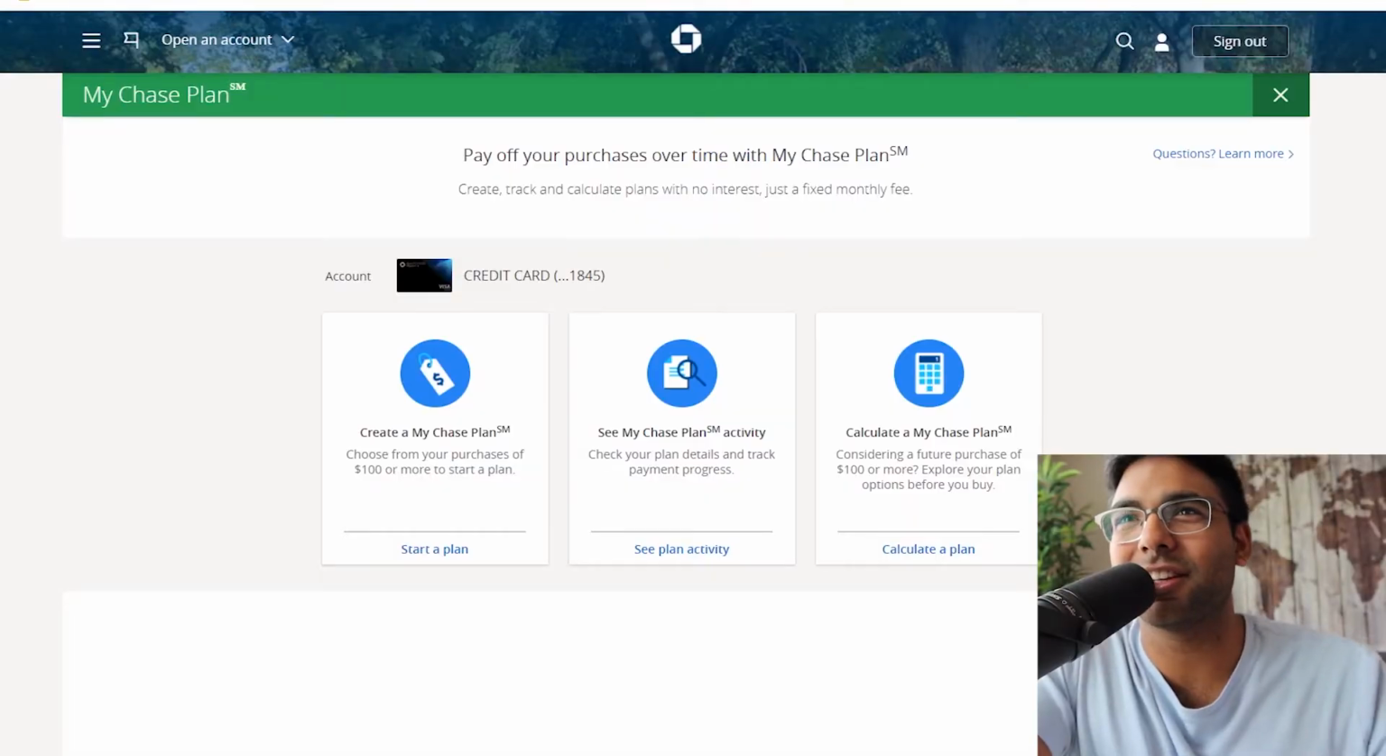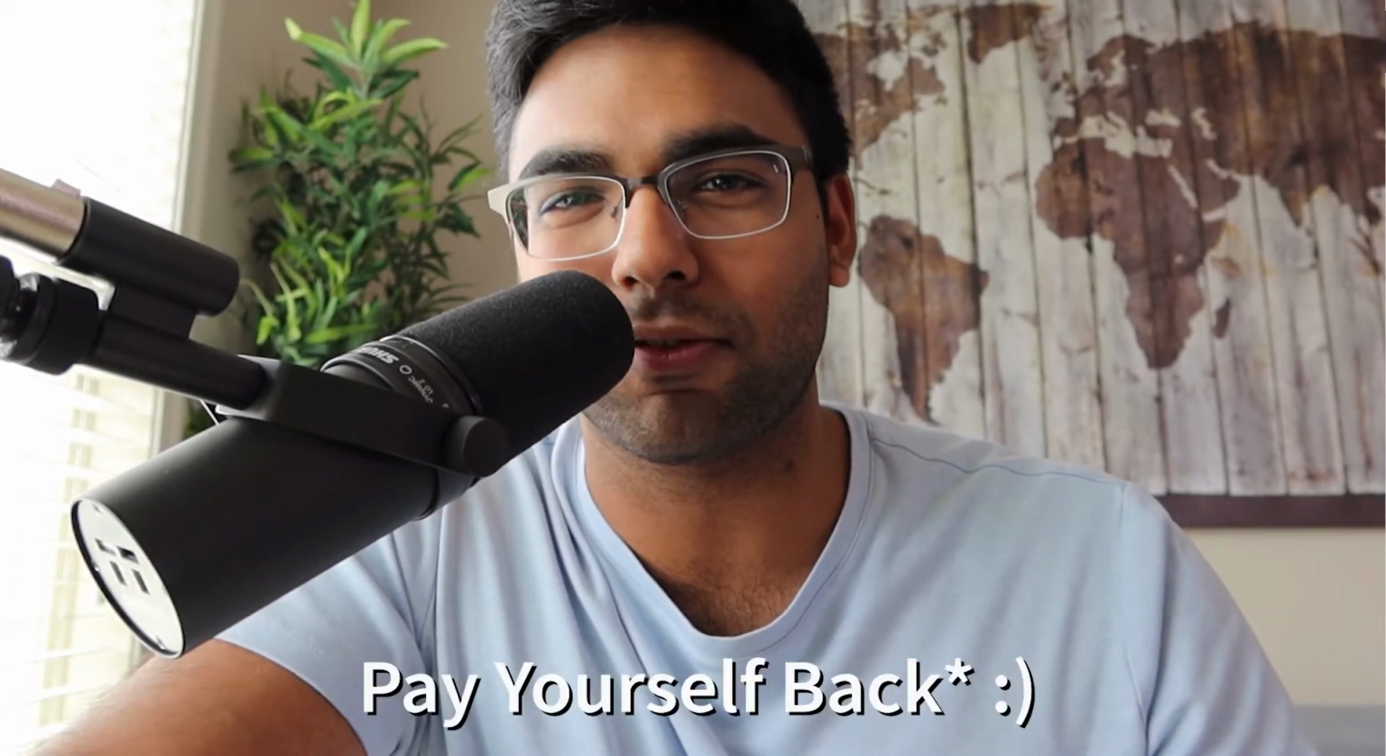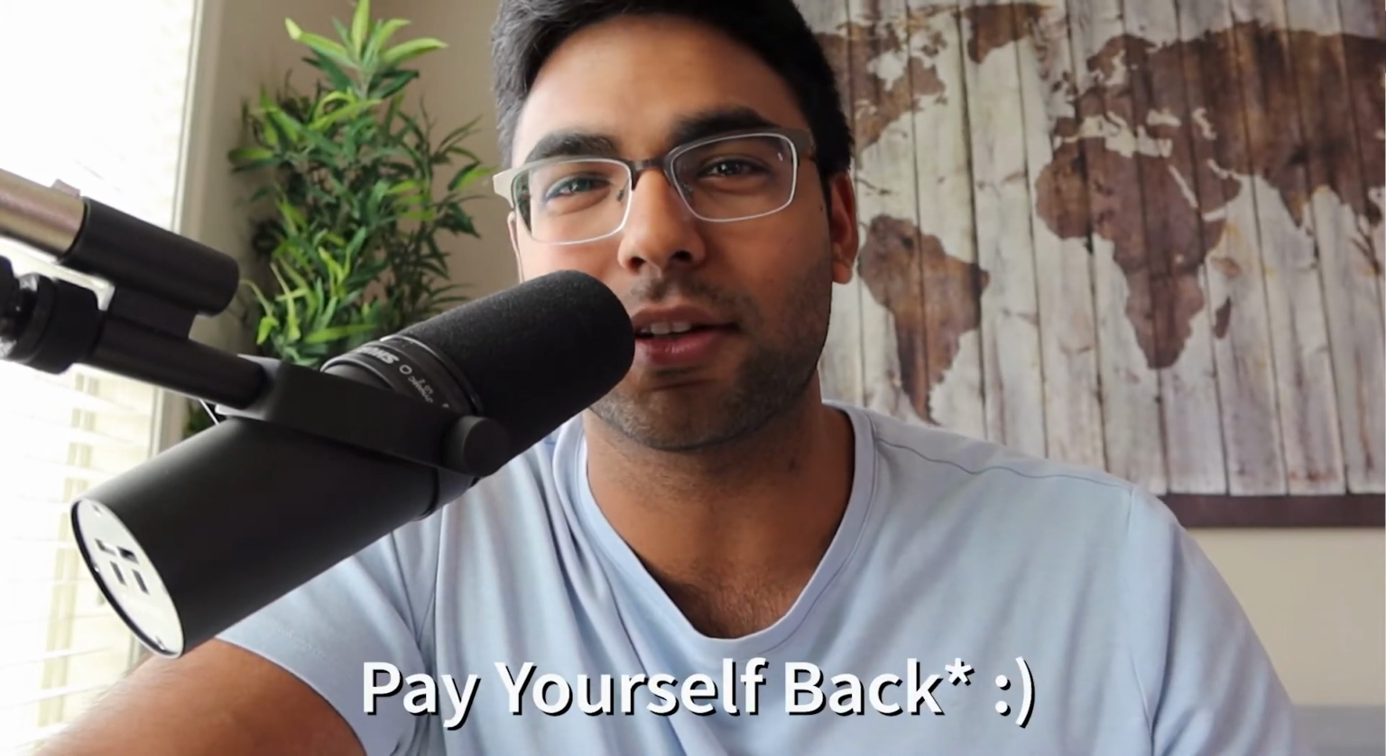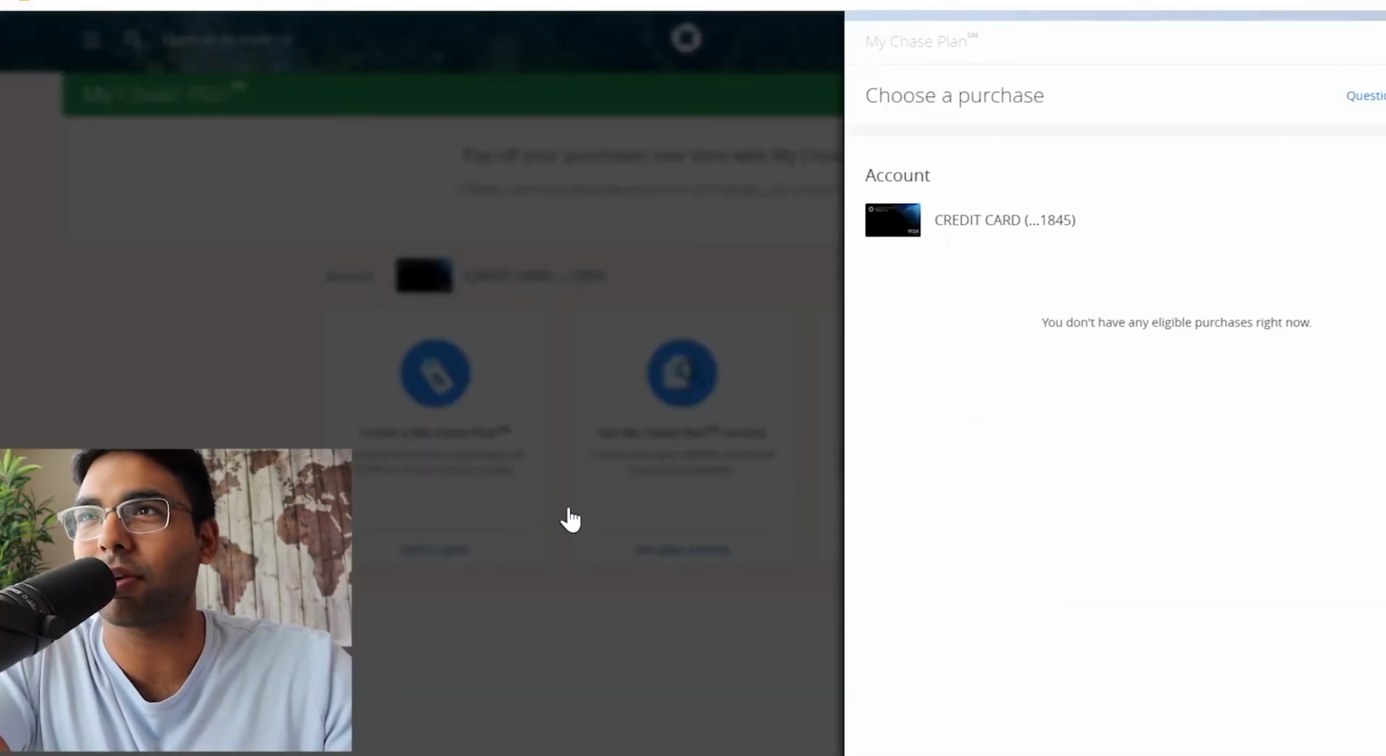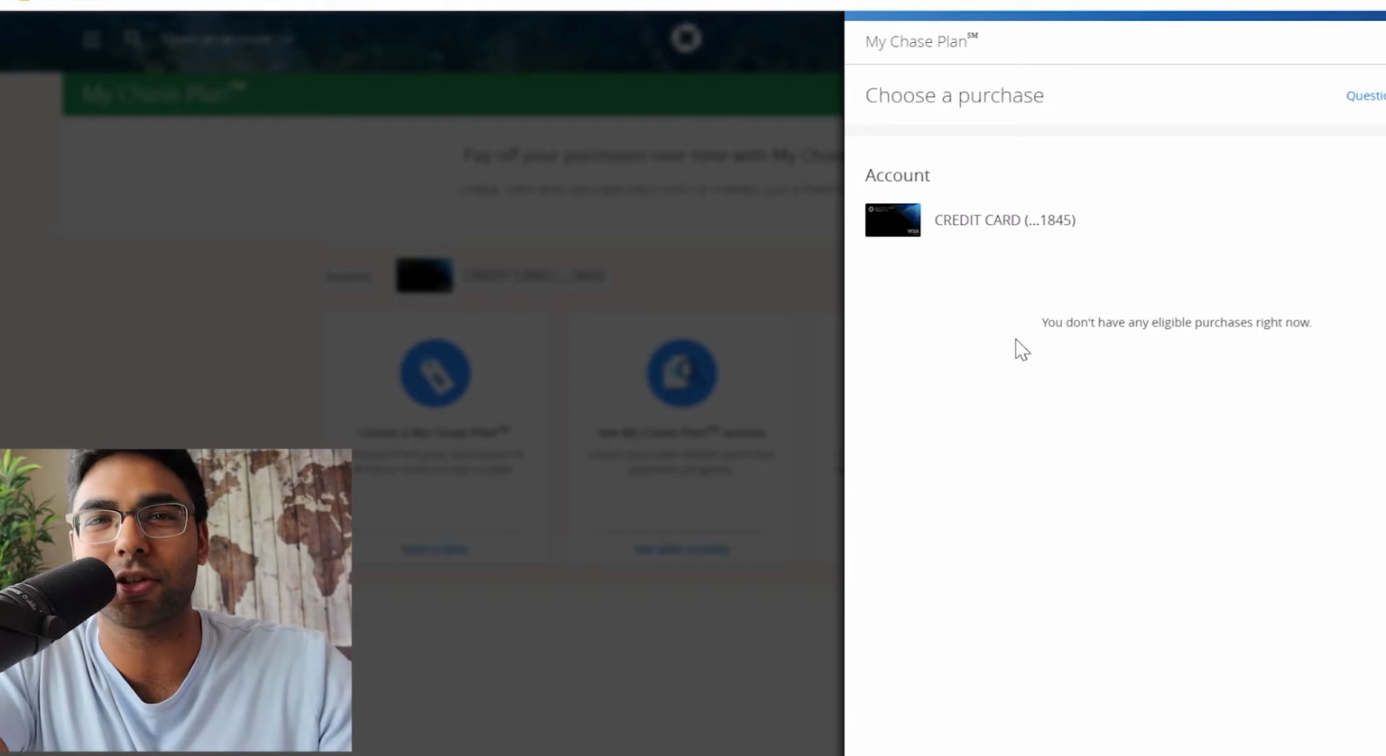So looking at the screen, here it is, overview of Chase plan. You have a create option, you can see your activity, and you can also calculate your Chase plan. In general, as long as your purchases are $100 or more, you can start a plan. And it's retroactive in the case that you make your purchases and then you select which purchases you want to apply that actual plan to. Similar to the Pay Your Back feature that Chase has as well, going on until the end of this month, September 30th.